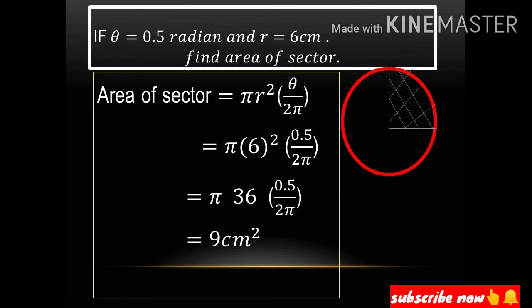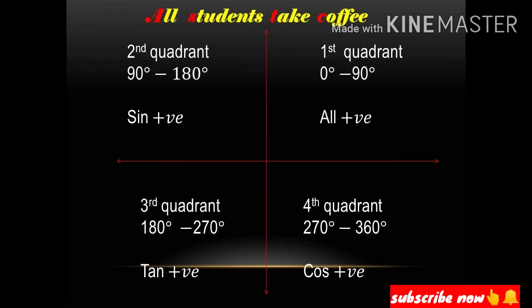Now it's time to find the area of a sector. A sector is the shaded part given in the figure. If theta is equal to 0.5 radian and the radius is equal to 6 centimeter, find the area of the sector. How to find it? You have to put all the given values in the formula. After simplification, it will give us the answer 9 centimeter square.